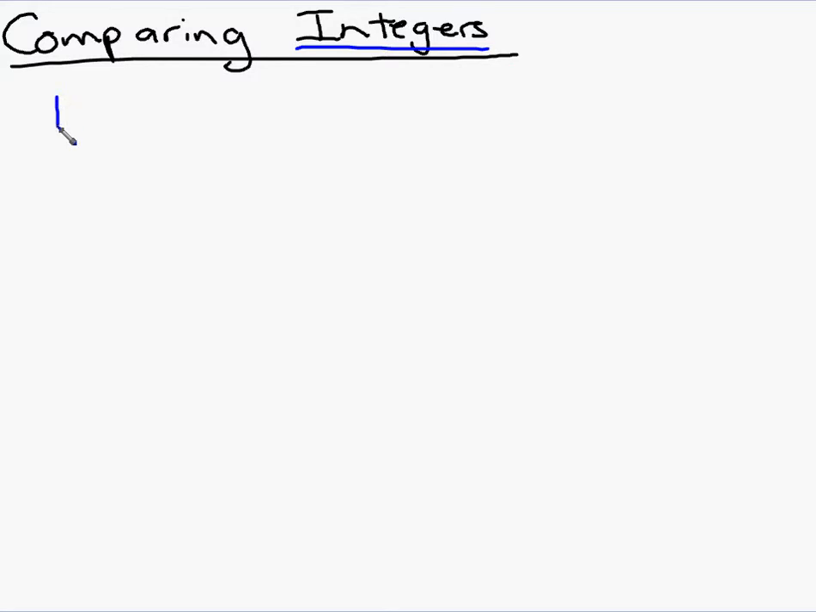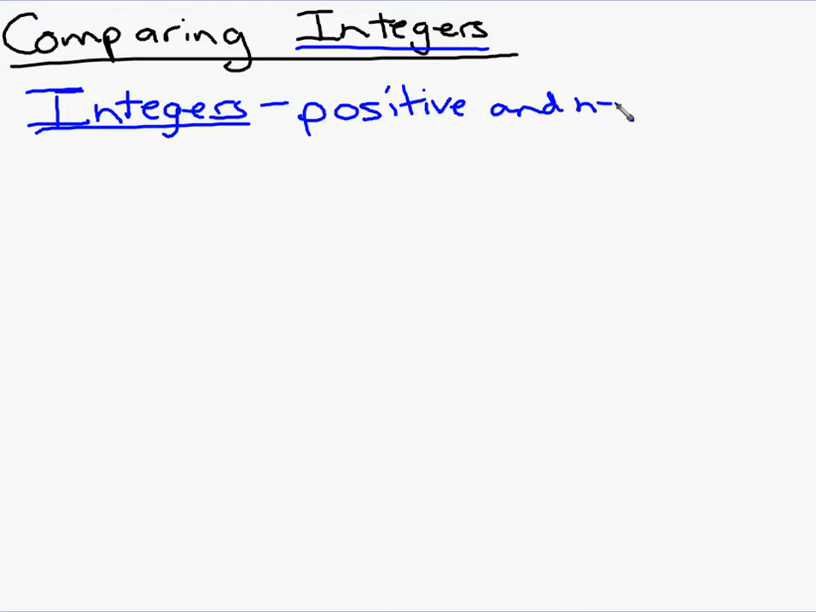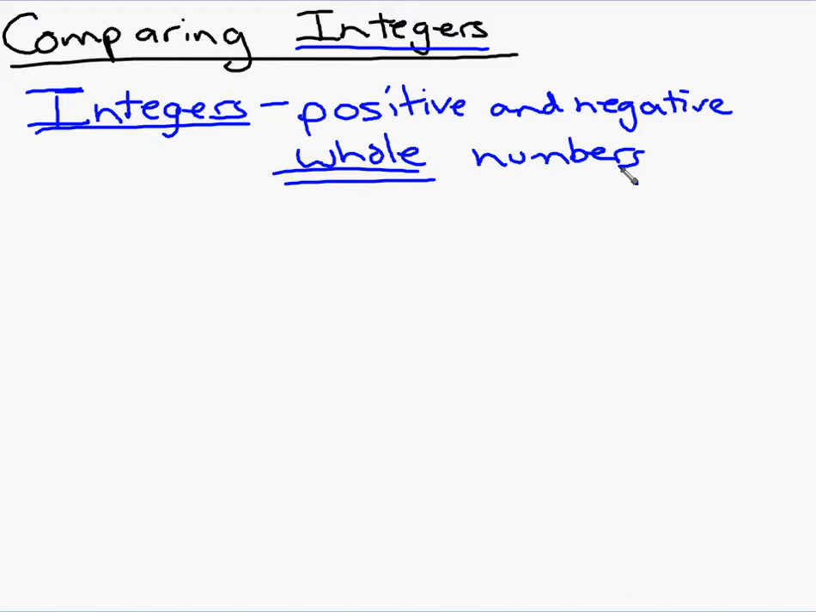Okay? Well, when we talk about integers, we are talking about the positive and negative whole numbers. Key word is whole. Positive and negative whole numbers. All right? No fractions, no decimals, just positive and negative whole numbers. So let me just throw out some examples of some integers.